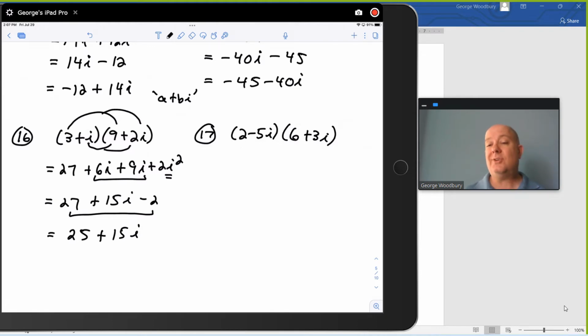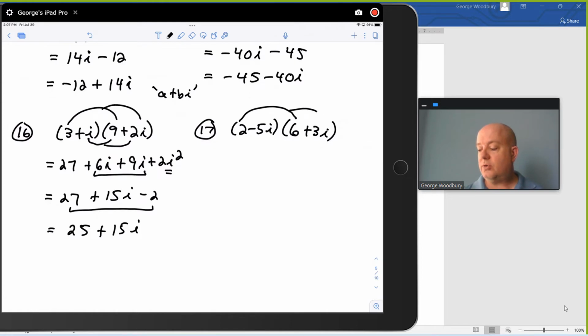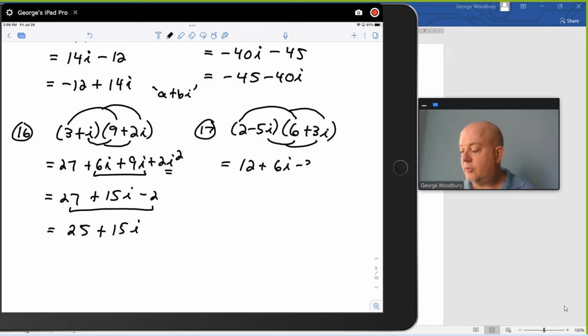Number 17, basically the same idea. Maybe I'll show you some ways that we can shortcut this a little bit. We'll start 2 minus 5i times 6 plus 3i. We'll distribute the 2 first. 2 times 6 is 12, plus 2 times 3i, that is 6i. Okay, now when I distribute that negative 5i times 6, I get negative 30i. And negative 5i times positive 3i is minus 15i squared.